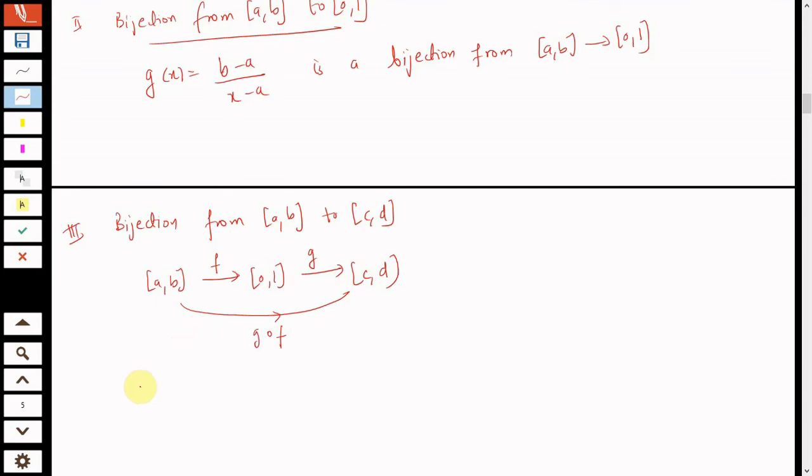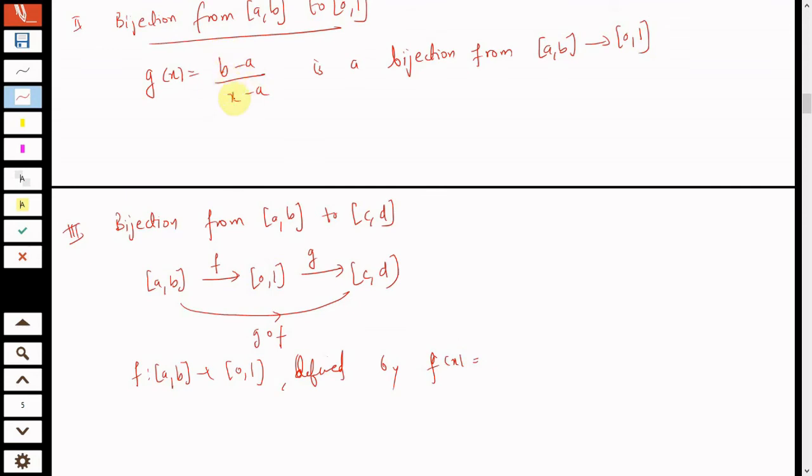So how do I define f from a comma b to 0 comma 1? This is the map which we have defined. So what is that map from a comma b to 0 comma 1 which acts as a natural bijection? I think I've just slightly changed the notation. Instead of g I've used f, and instead of f I've used g. Not an issue at all, but we can write down over here. So f of x from a comma b to 0 comma 1, so that is this map.